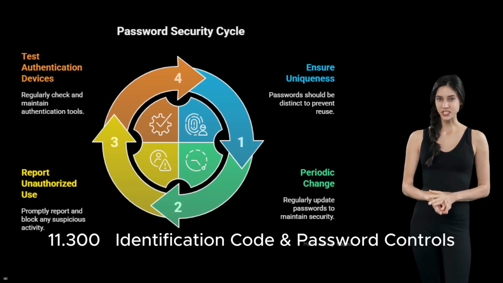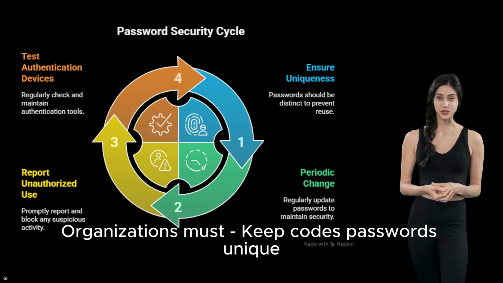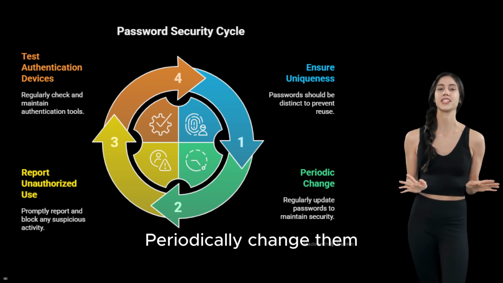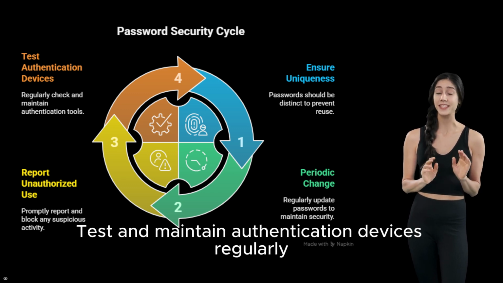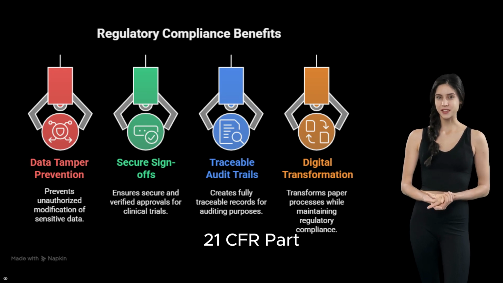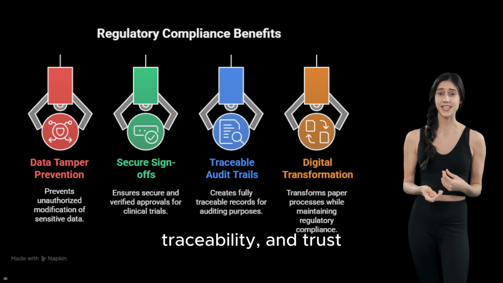11.300 Identification, code and password controls. Organizations must keep codes or passwords unique, periodically change them, report and block unauthorized use, and test and maintain authentication devices regularly. 21 CFR Part 11 ensures data integrity, traceability, and trust.